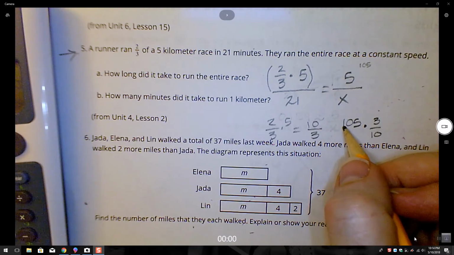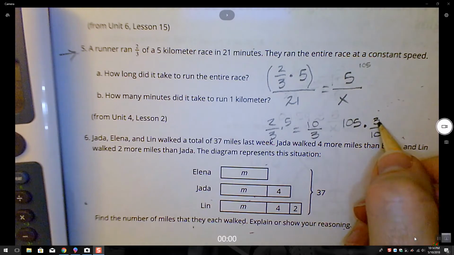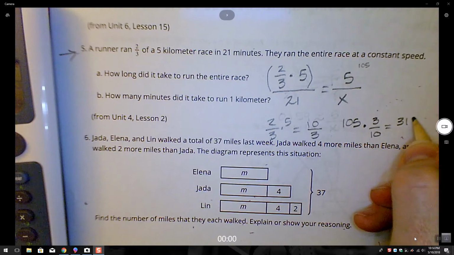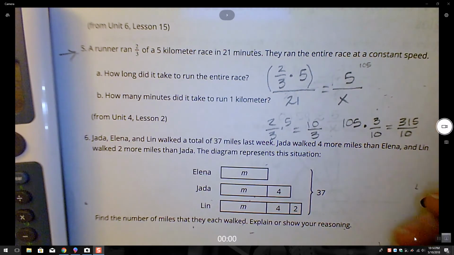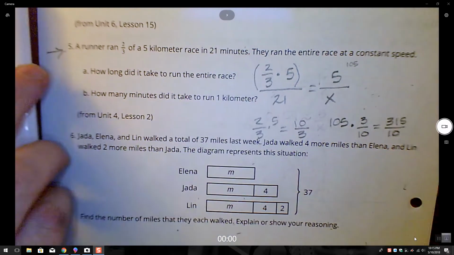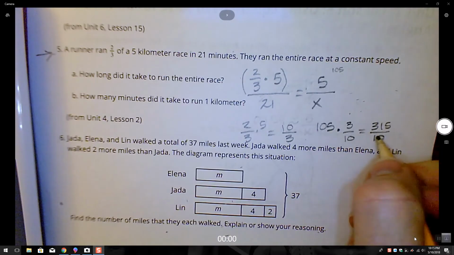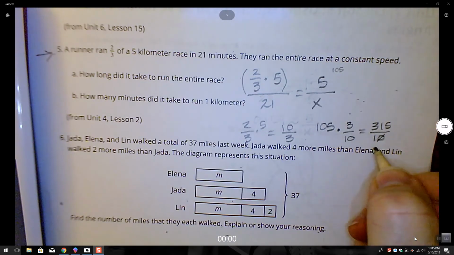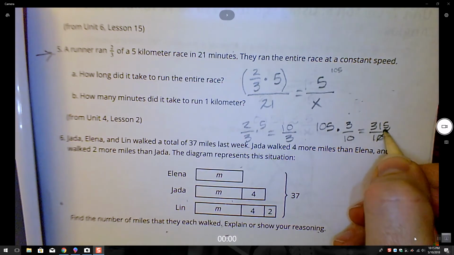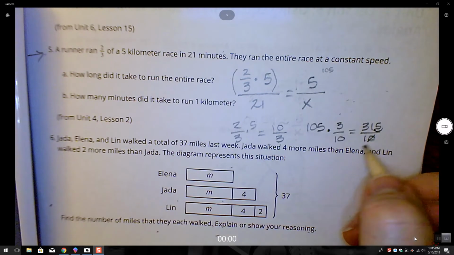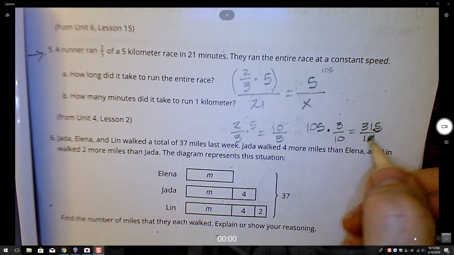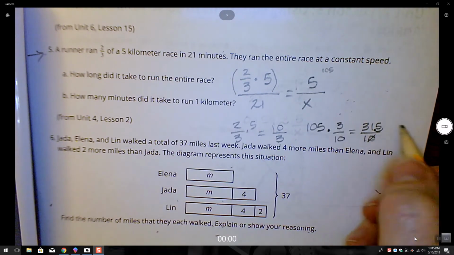So I'm going to get, mental math here, 315, which is 105 times 3. 315 tenths. So I think if I simplify this down, I want to get rid of that, right? Turn it into a 1. To do that, I need to move my decimal point over here. I don't know if you guys have had that lesson yet, but I have just divided 315 by 10 simply by changing the position of my decimal point.